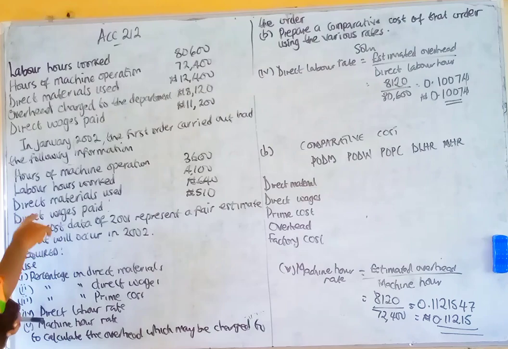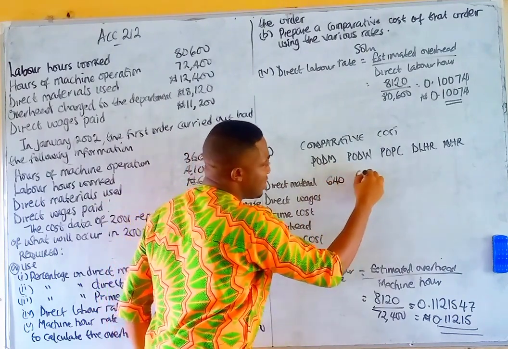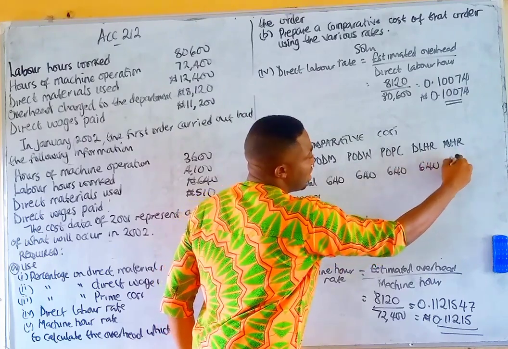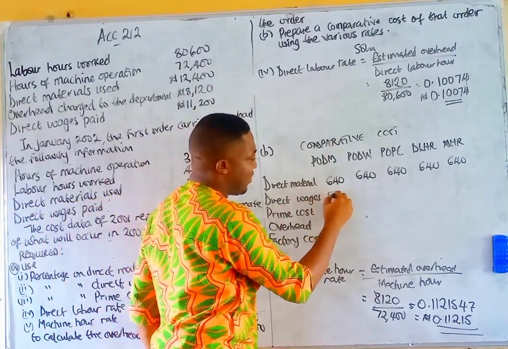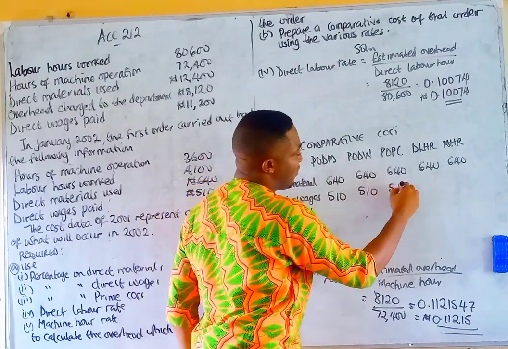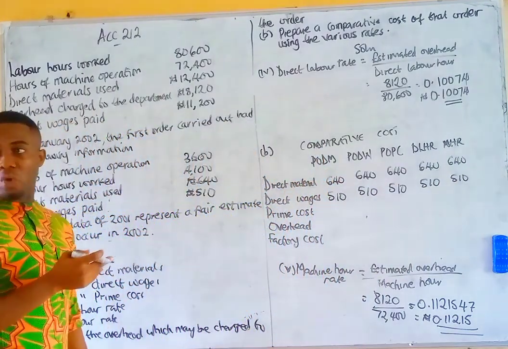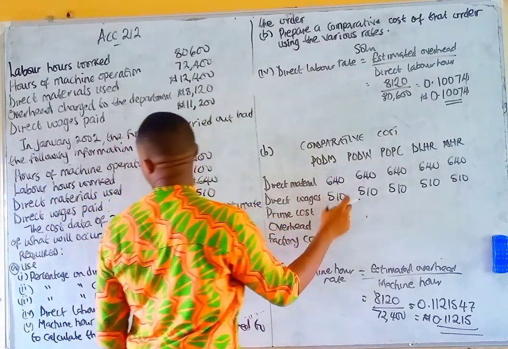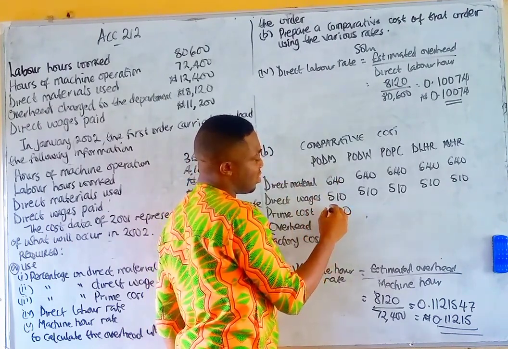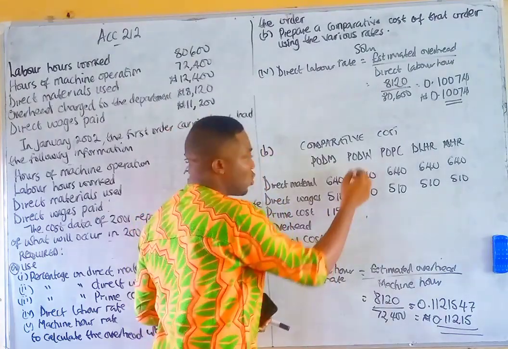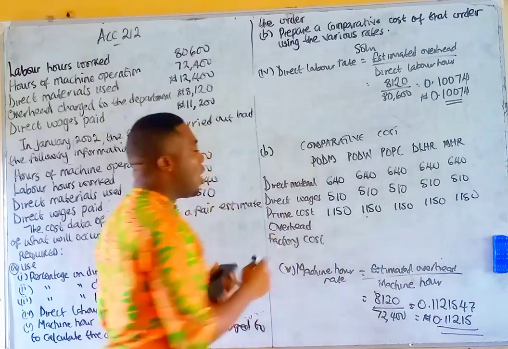Now the first one, direct material. They give us direct materials used as 640. So direct material here is 640, and this is 640, 640, and 640. Direct wages for 2002 is 510, and this is 510 across. Now the prime cost of course is the summation, right? So 640 plus 510 gives us 1,150. So it's 1150 across. Now we want to know the overhead.